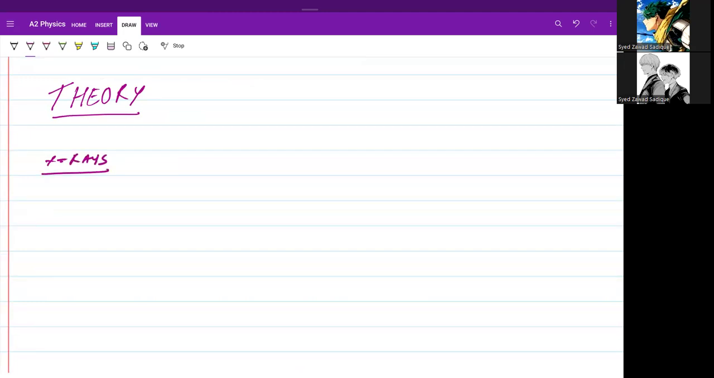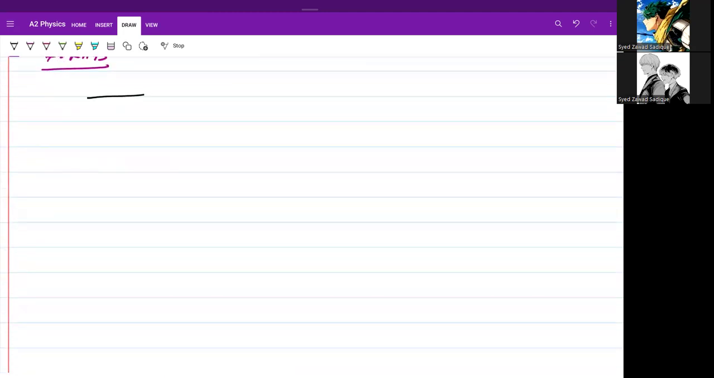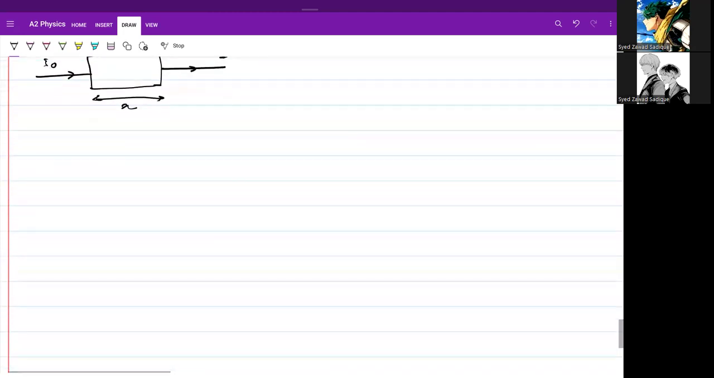Theory, X-rays. So imagine a medium. Let's say this is the skin or a bone, and this section is skin that has thickness x. I naught is the initial intensity. What passes through is the transmitted intensity. Therefore, we have the formula I equals I naught e to the power minus mu x.